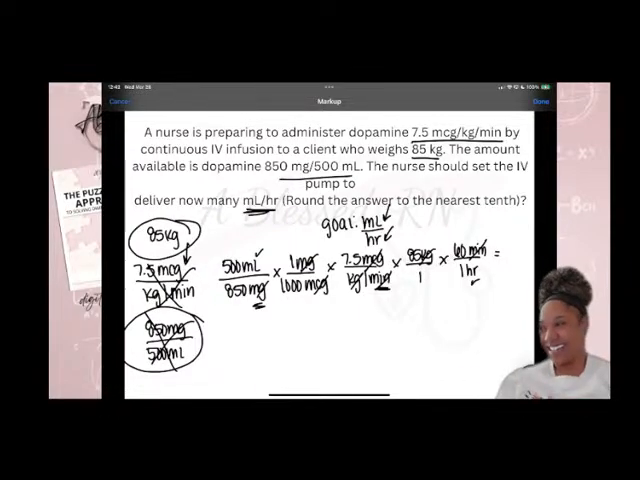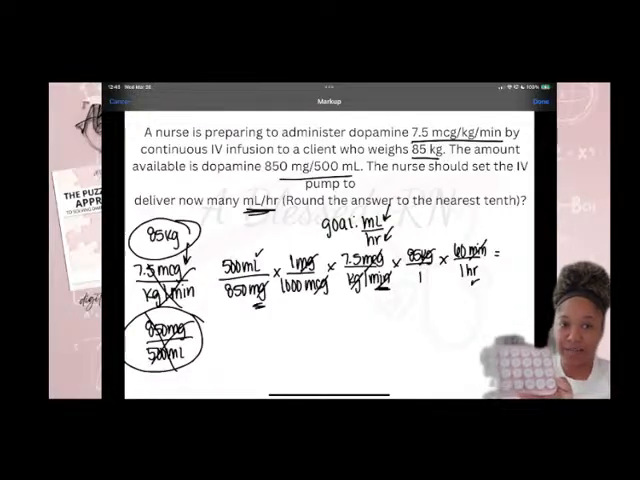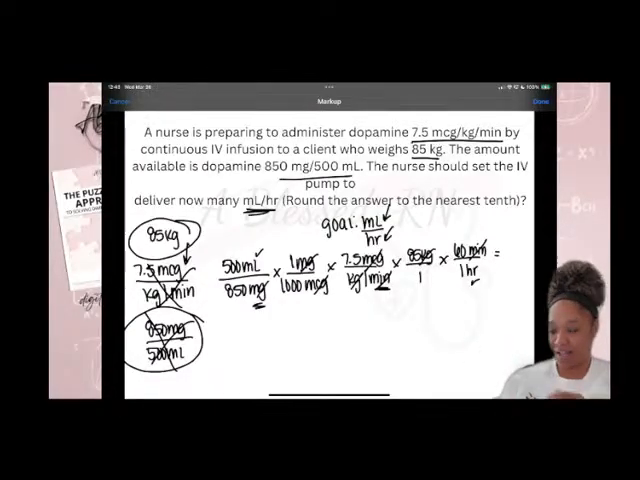Oh my gosh. 500 times 7.5 times 85 times 60. And you see that long number? I'm going to keep it in the calculator. Divide 850 divided by 1,000. And 1 and 1 and 1 and 1 don't make a difference. So I got 22.5.